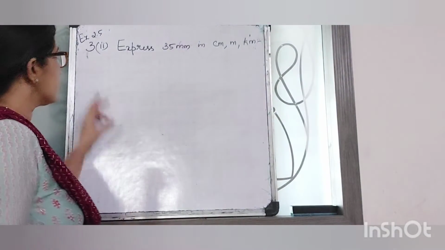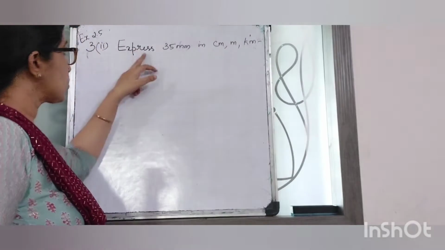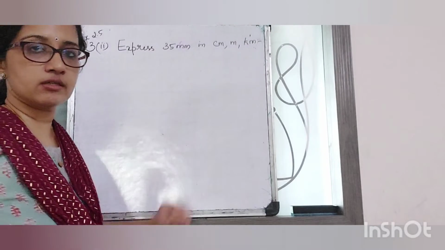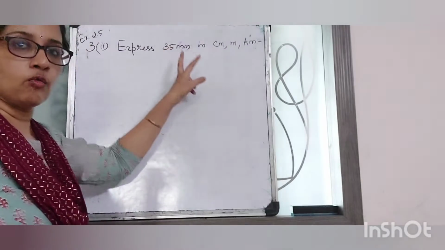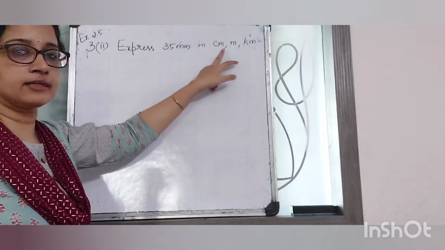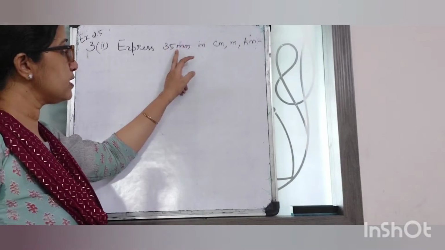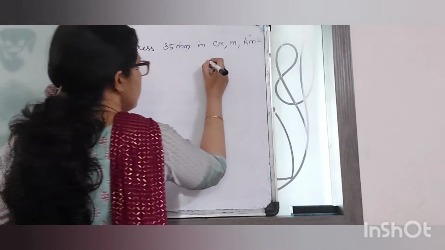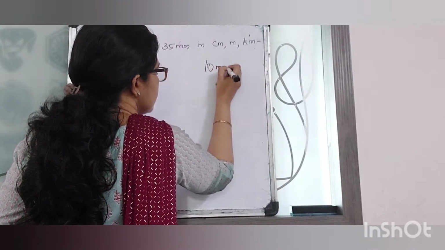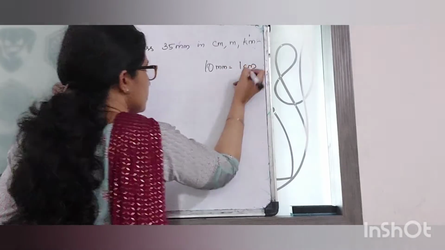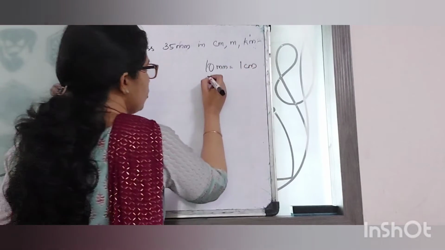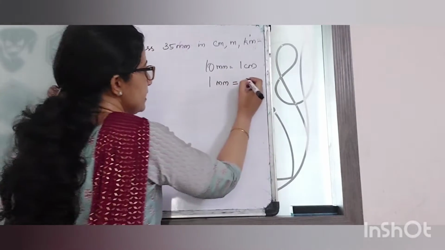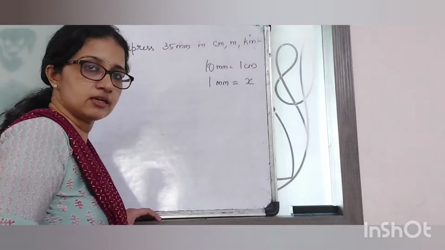Okay, next question is third question, second part: express 35 millimeter in centimeter, meter and kilometer. Okay, so first we should know what is the relation between millimeter and centimeter. Okay, so what is the relation? 10 millimeter is equal to 1 centimeter, correct? So 10 millimeter equal to 1 centimeter. Okay, so we should find out how much is 1 millimeter. 1 millimeter is equal to, let's take it as x centimeter.